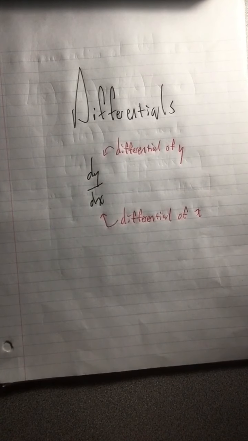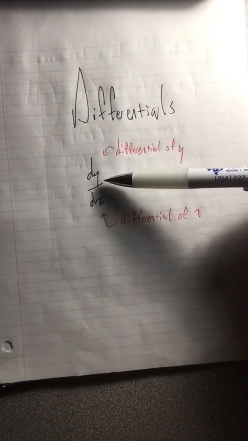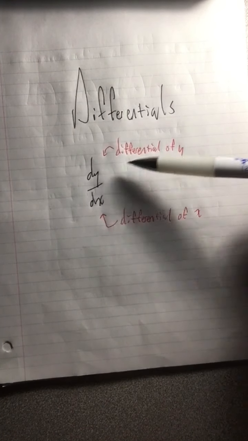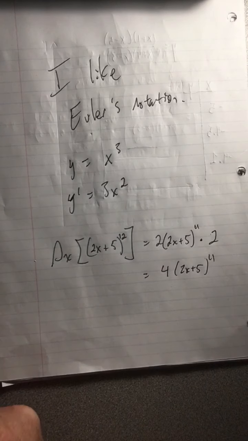Let's talk about the differentials. Leibniz notation gives us two differentials. dy is the differential of y, and dx is the differential of x. Now, I like Euler's notation.